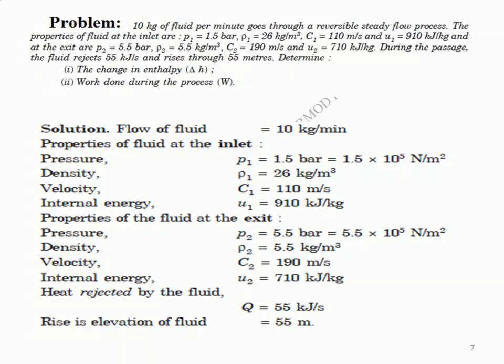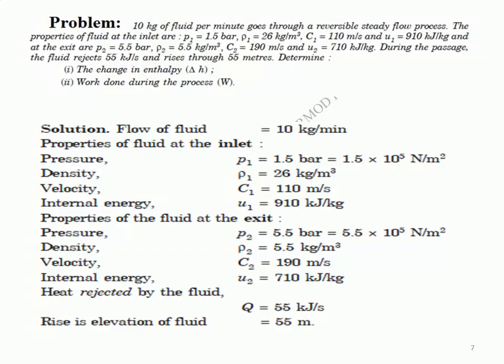C2 equals 190 meters/s and U2 equals 710 kilojoule/kilograms. During the passage, the fluid rejects 55 kJ/s and rises through 55 meters. Determine the change in enthalpy delta H and work done during the process W. Solution: flow of fluid equals 10 kg/minute.